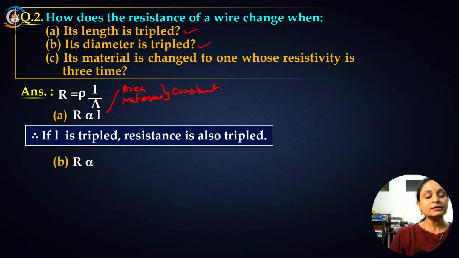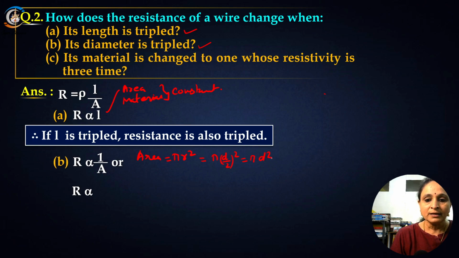Okay. Now let us talk about how the resistance depends upon the area. Look at the formula again. R is inversely proportional to area. Okay, now what is the formula for the area? We know that the area is equal to how much? It is pi r square if r is the radius. Or we can say in terms of the diameter, r is equal to d by 2, so it is pi d square divided by 4.